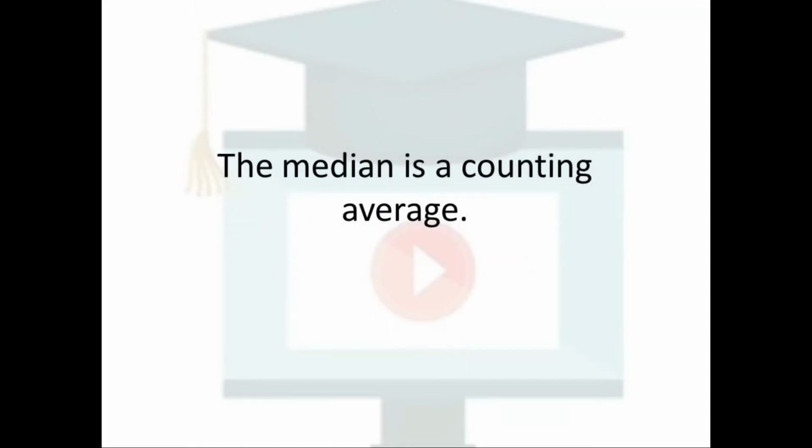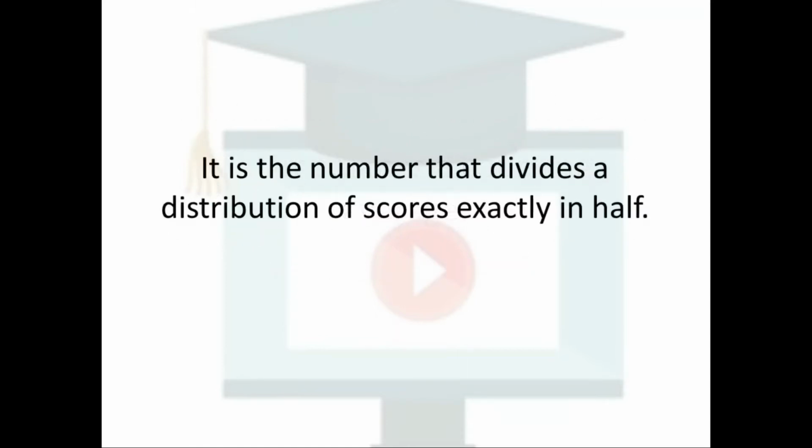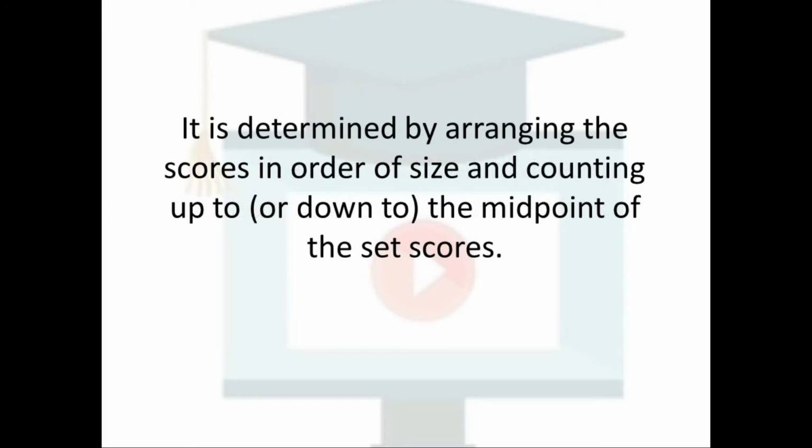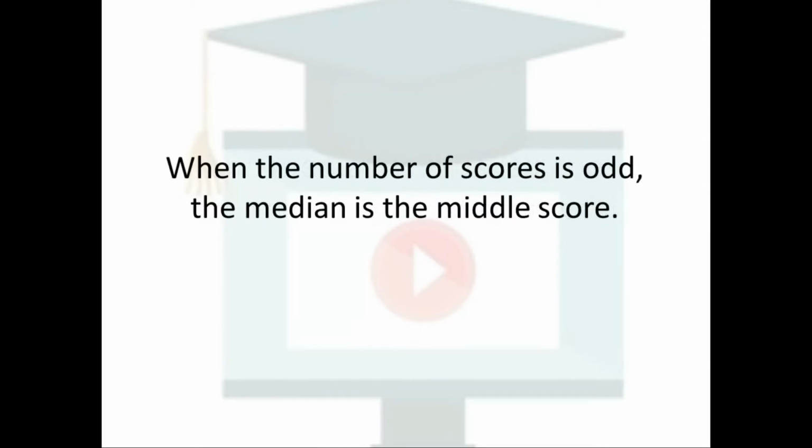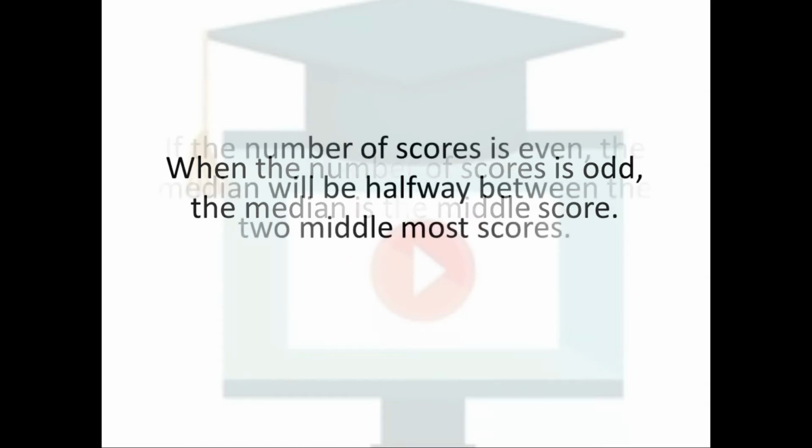The median is a counting average. It is the number that divides a distribution of scores exactly in half. It is determined by arranging the scores in order of size and counting up to or down to the midpoint of the set of scores. The median will usually be around where most scores fall. When the number of scores is odd, the median is the middle score.